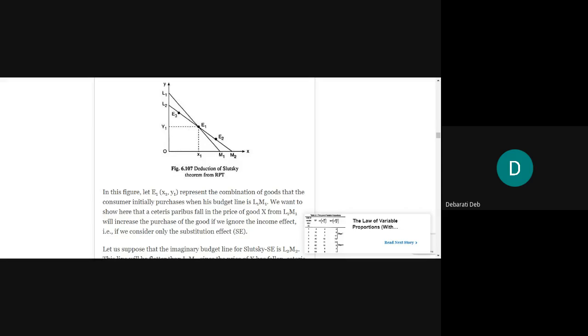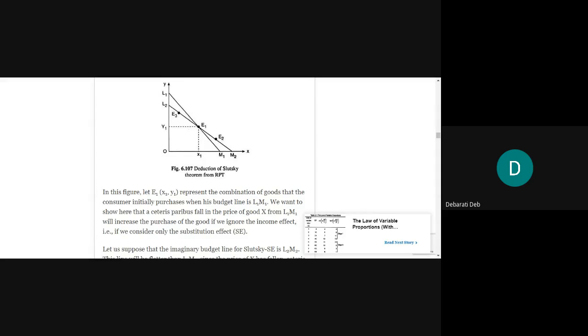So we are following that phenomenon where when the price of X falls, the consumer will purchase more of X, but he will substitute that X with Y. He will not buy Y more. He is going to buy X more now because the price of X has fallen down.